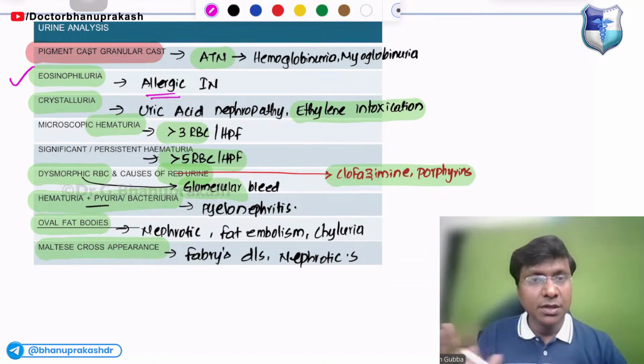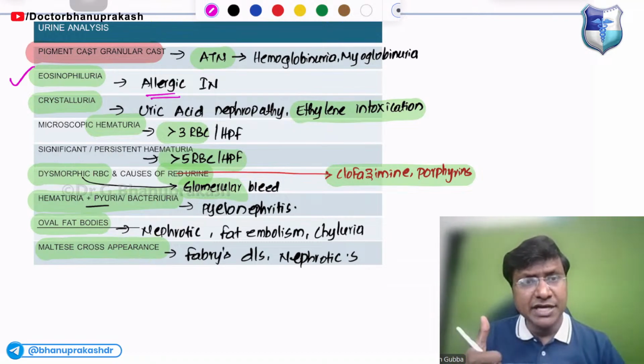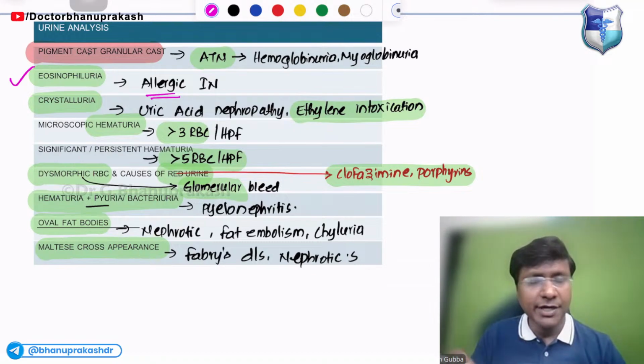Yeah, Rituraj Sahu, minimal change disease is the disease which has a very good prognosis. So you don't worry about it. The prognosis is very good in case of minimal change disease.